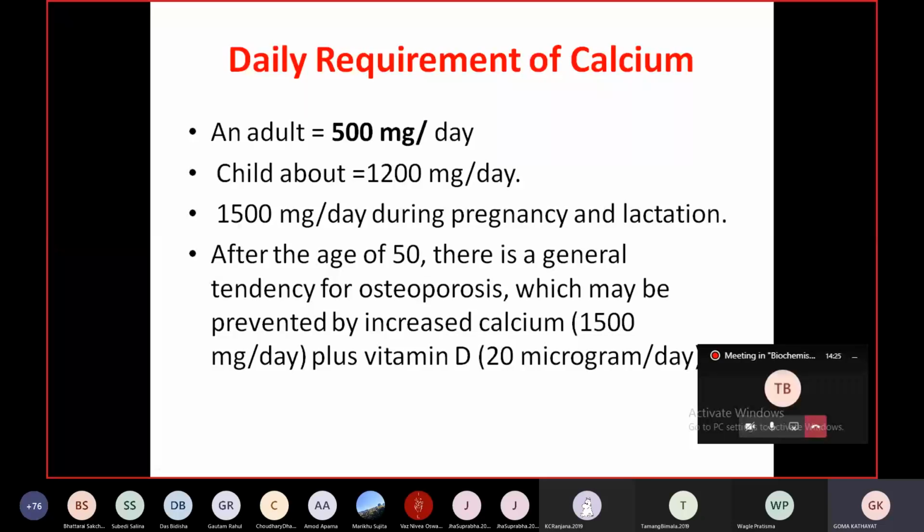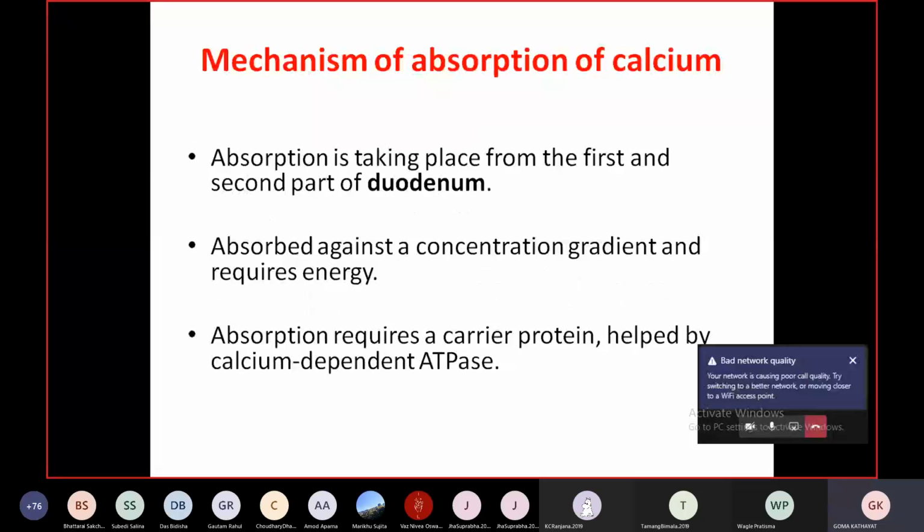Okay, ATP is required, from low to high concentration. That means the absorption of calcium takes place from the low concentration to the high concentration, and it requires energy in the form of ATP. For the absorption of calcium, it requires a carrier protein, and it is helped by calcium dependent ATPase. So it usually takes place in the first and second part of the duodenum.